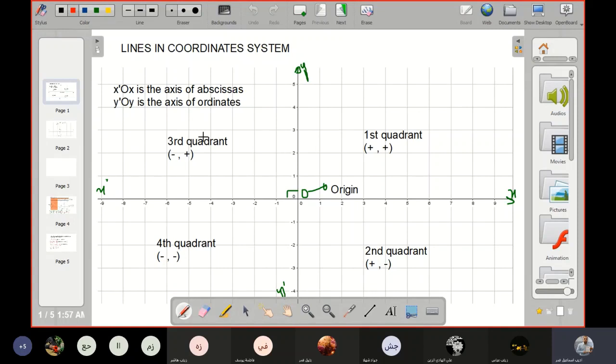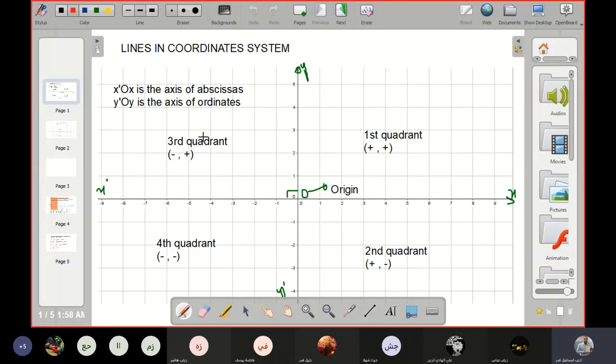The x and the y show the direction of the positive sense, and the system divides the plane into 4 quadrants. In the first quadrant, abscissa and ordinate are positive. In the second quadrant, abscissa is negative and ordinate is positive. In the third quadrant, abscissa is negative and ordinate is negative. In the fourth quadrant, abscissa is positive and ordinate is negative.